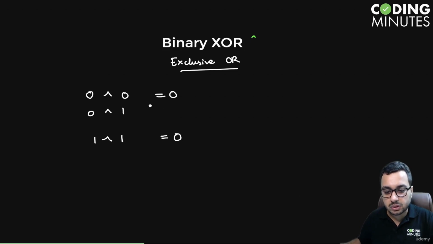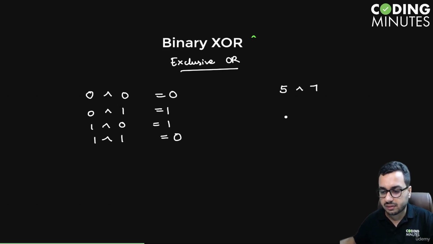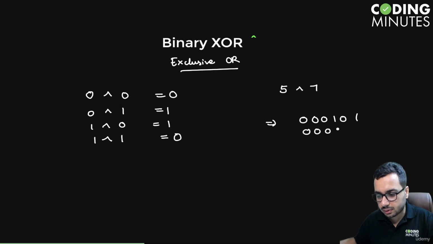Otherwise, if both the bits are different, then the result is 1. So if I show you, maybe if I do 5 XOR 7, so 5 is what? 5 is 00000101, and 7 is 00000111.